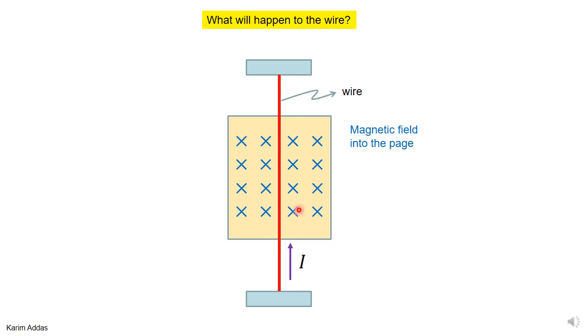The magnetic field in this region, in this rectangular region, is pointing into the page, denoted by the crosses. And the question is, what will happen to this wire when you put it in this magnetic field? Think about it and see if you can find the solution.